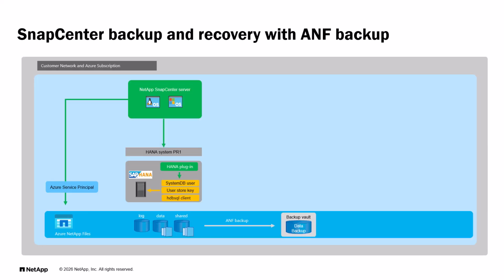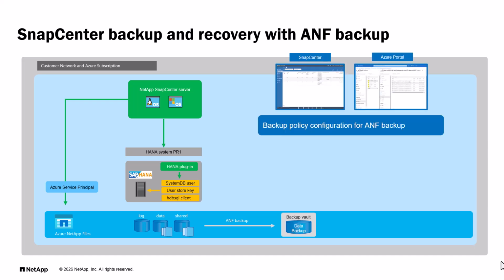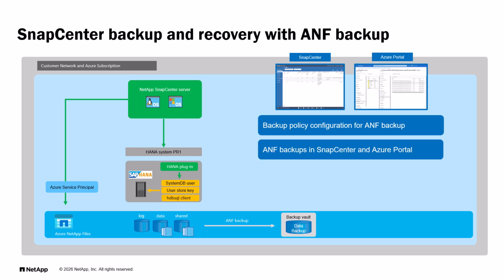Alright, let's quickly review the lab environment we'll use for our demo. We'll be working with the HANA System Peer 1 and will add an additional policy in SnapCenter that includes backup replication with ANF Backup. We'll examine the existing backups in SnapCenter's topology view for the HANA resource and review the Azure Backup Vault and ANF backups in the Azure portal.